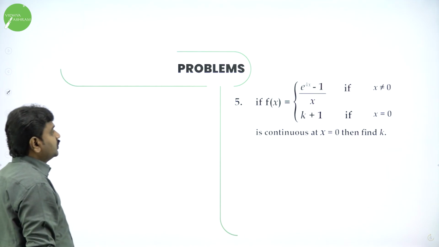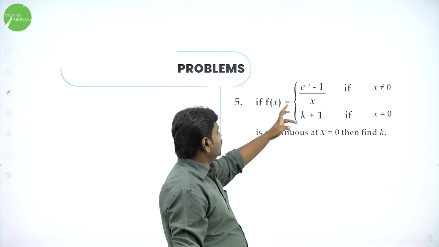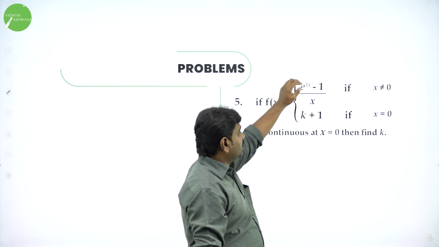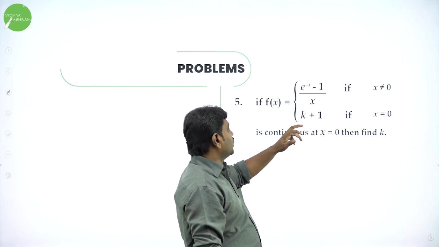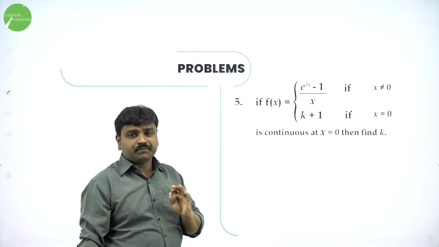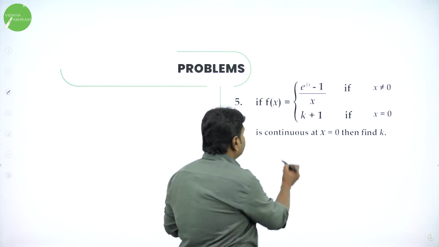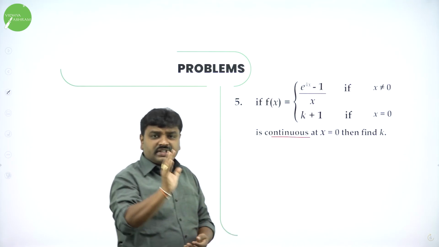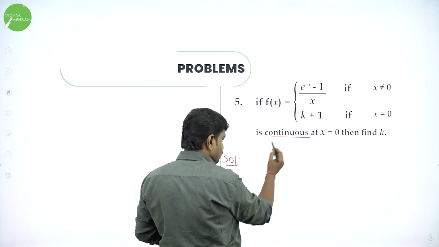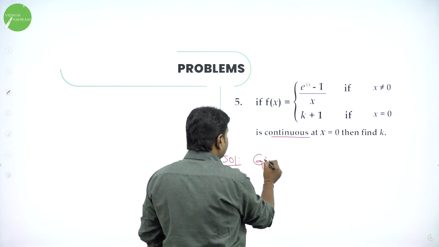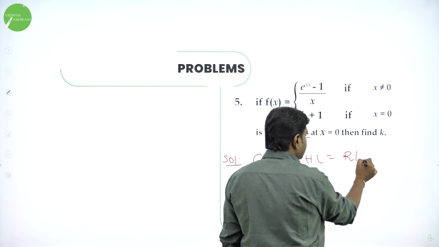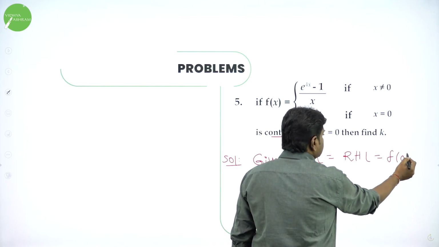Next we have, if f of x is equal to e power 4x minus 1 by x, if x not equal to 0, means what? For LHL and RHL you can choose the same function, and it is k plus 1 when x equal to 0. Just find LHL and equate it to f of 0, because they told continuous. Again they gave a word continuous, so therefore what is the conclusion? Because they gave continuous, so I can say they have given LHL left handed limit is same as RHL right handed limit is same as functional value at 0.